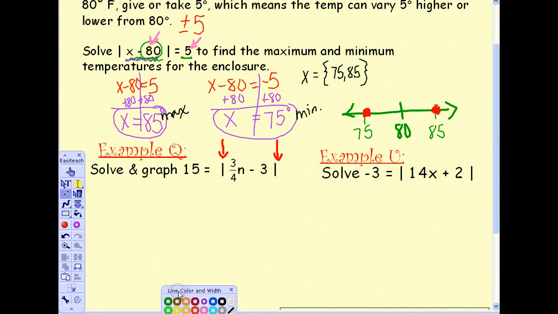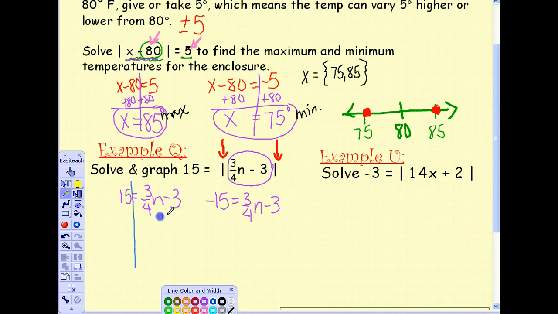Again, we're going to do our two cases. Our case 1, where we have 15 equals 3/4 n minus 3. So we're looking at that inside the absolute value. We're looking at case 1 when that's a positive 15 and case 2 when that's a negative 15. Okay, and now we're going to solve these just like we solve a regular two-step equation. Draw our equation separator, adding 3 to both sides gives us 18 equals 3/4 n.